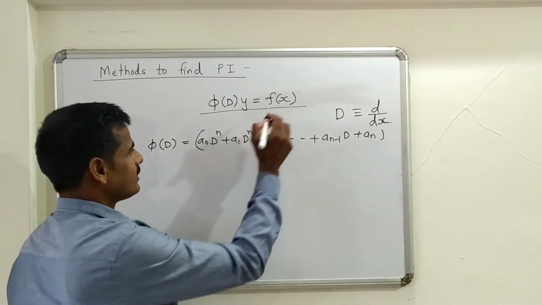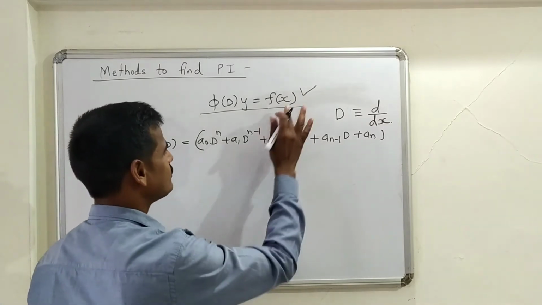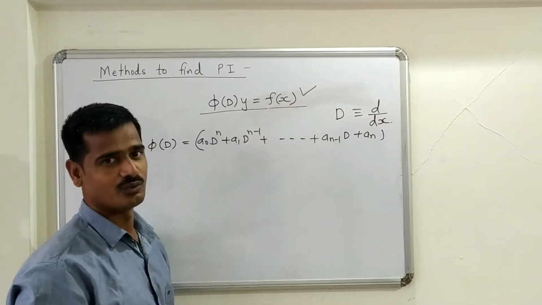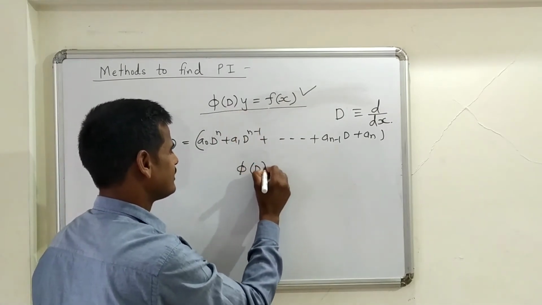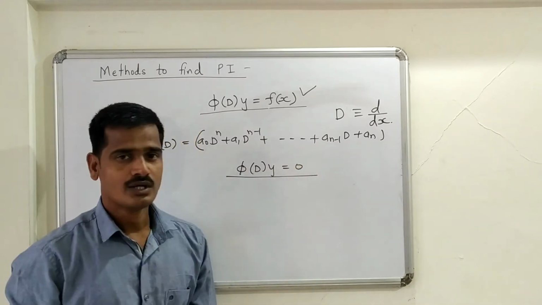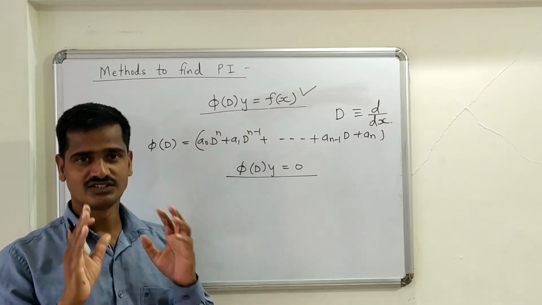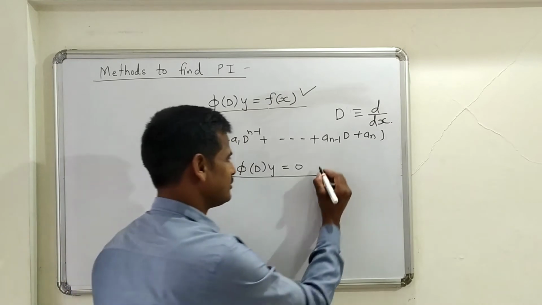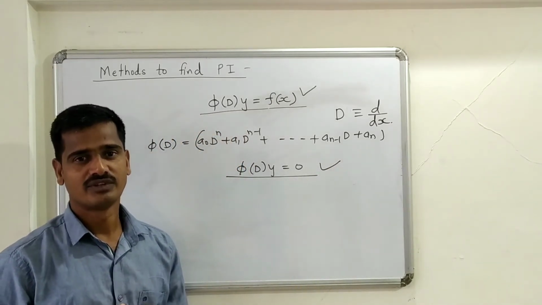Now corresponding to this linear differential equation, there are two equations. One is non-homogeneous, which means f of x is non-zero, and the second one is homogeneous, which means phi of D into y is equal to 0. The solution of this differential equation consists of two parts: one is the complementary function, which is the solution of the homogeneous equation, and the second one is the particular integral.